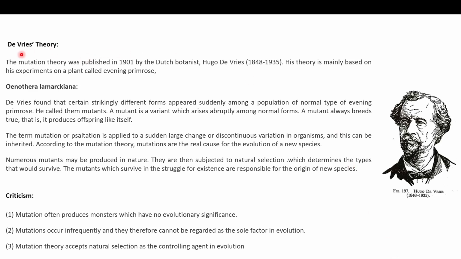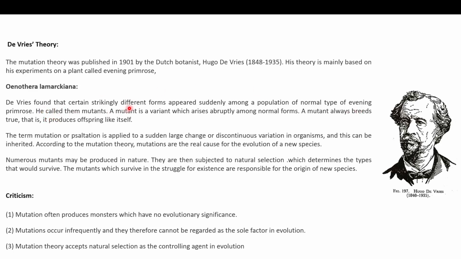Now, there's another theory, by Hugo de Vries, where he proposed the theory of mutation. This mutation theory was published in 1901, and he was a Dutch botanist. It is mainly based on his experiments on a plant called evening primrose, scientific name Oenothera lamarckiana. De Vries found that certain strikingly different forms of this flower appeared suddenly among a population of the normal type of evening primrose.